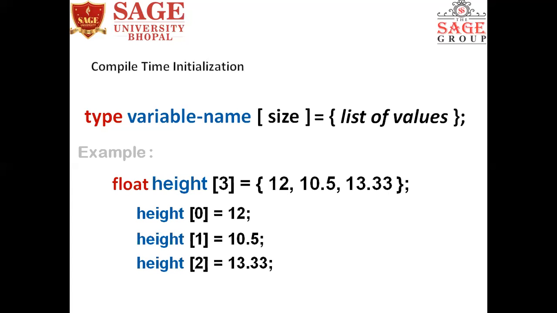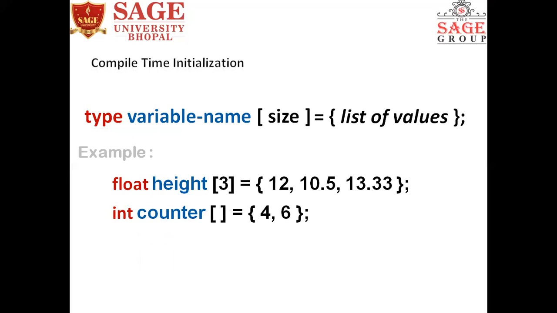You can also specify it like this. You have to provide separate values. For height 0, you are assigning 12. For height 1, you are assigning 10.5. And for height 2, you are assigning 13.33 here.